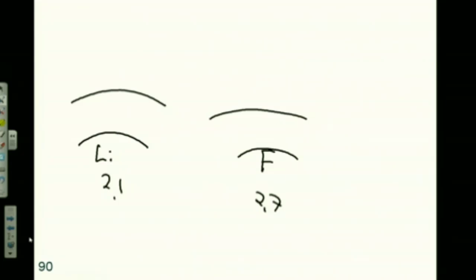Okay. So we have 2 electrons here. We have 2 electrons here. This one has 1 electron and this one has 7 electrons. Now what else has changed between lithium and fluorine? Well, lithium has 3 protons here. Fluorine has 9 protons.